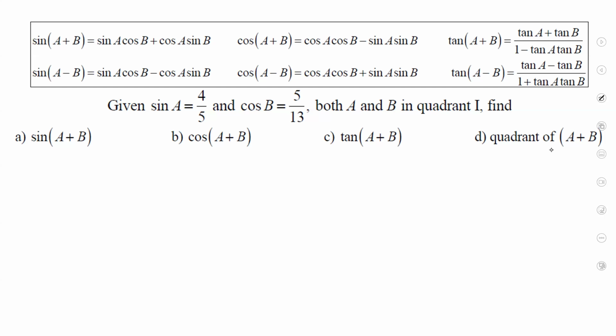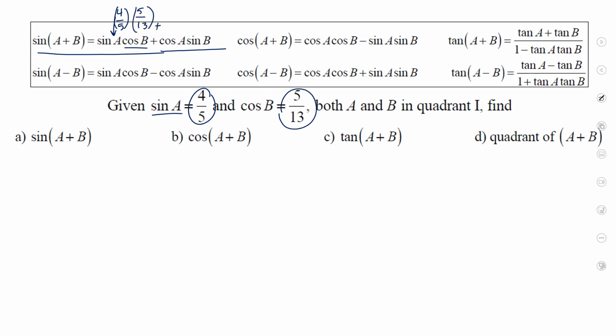Look up and see if you got it correct. It wants sine of A plus B. That is this formula right here. So first it wants sine of A. Well, they just told me sine of A is 4/5. So I'm going to put 4/5 right there. They told me cosine of B is 5/13. So this will be 4/5 times 5/13.